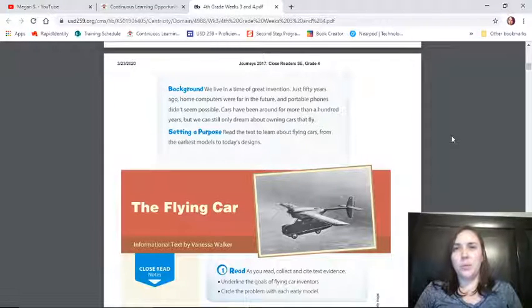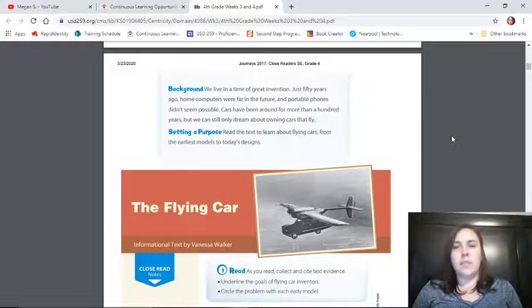Hello, I'm going to go over with you how to complete the first assignment in your weeks 3 and 4 packet for reading. This is an informational text called The Flying Car. So this is true information and is not a made-up story. It gives you some background information at the top of the page, and then it sets a purpose.